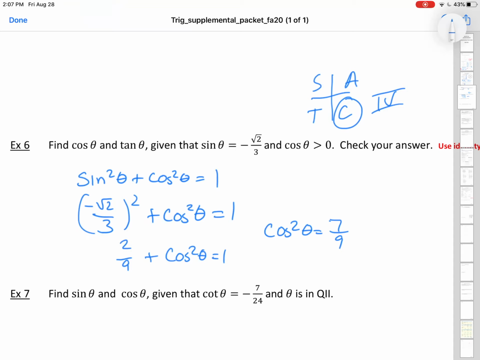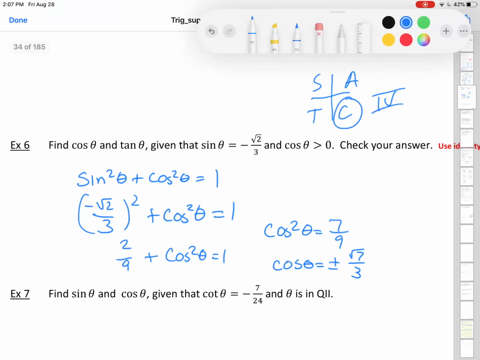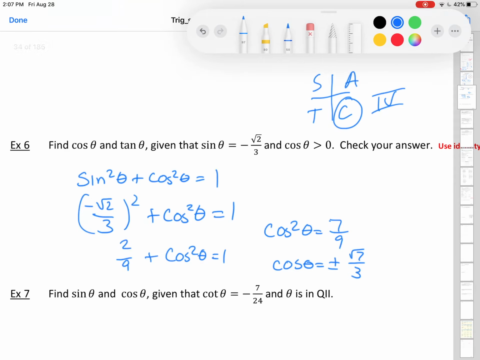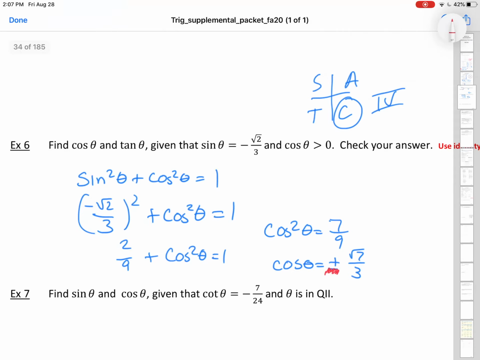Right? Because it would have been 9 ninths minus 2 ninths for 7 ninths. So what's cosine theta equal to? Technically, it's plus or minus root 7 over 3. And we know, though, that since we're in quadrant 4, that it's not negative. It's the positive. So we used our identity, like they asked, to find out that the cosine of theta is root 7 over 3.